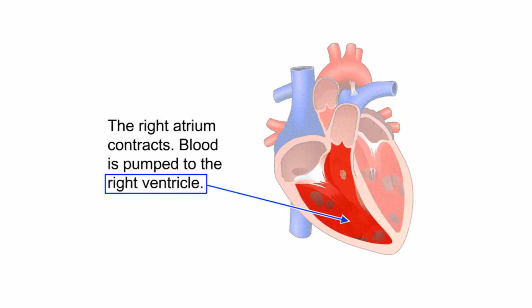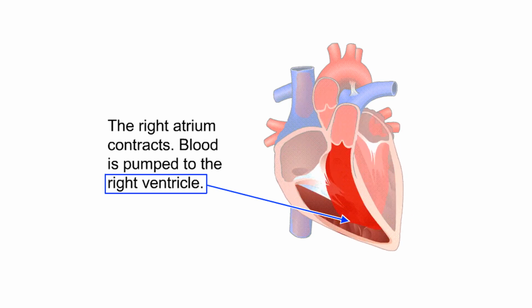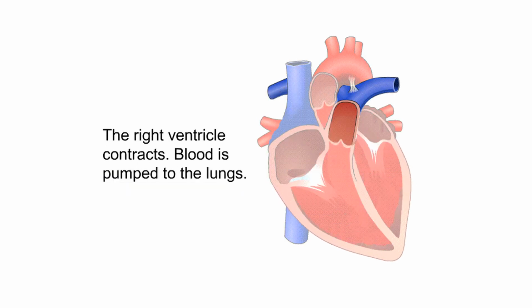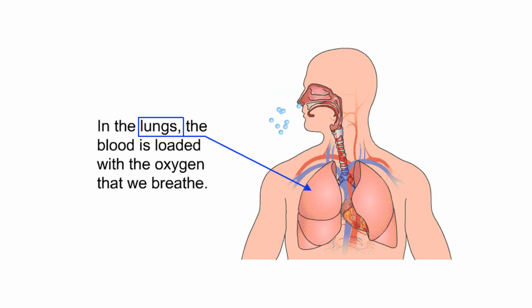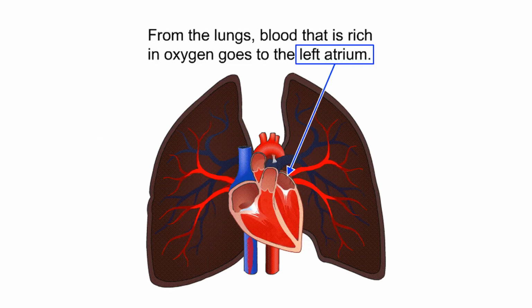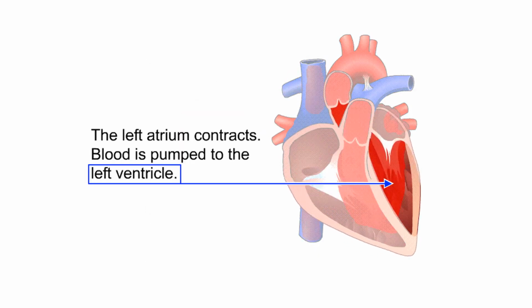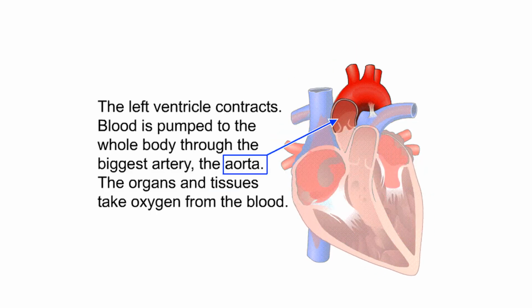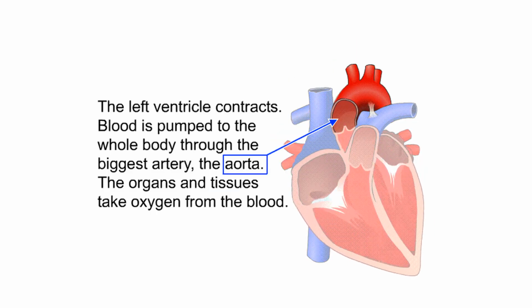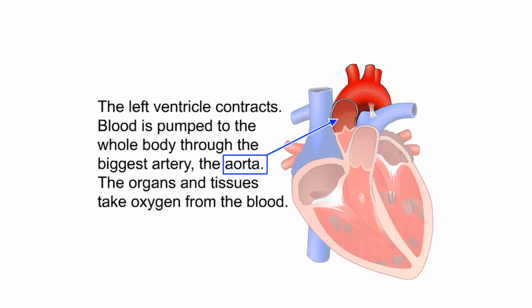The right atrium contracts. Blood is pumped to the right ventricle. The right ventricle contracts. Blood is pumped to the lungs. In the lungs, the blood is loaded with the oxygen that we breathe. From the lungs, blood that is rich in oxygen goes to the left atrium. The left atrium contracts. Blood is pumped to the left ventricle. The left ventricle contracts. Blood is pumped to the whole body through the biggest artery, the aorta.